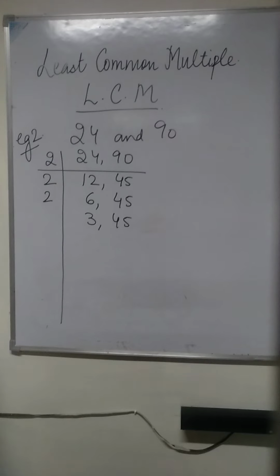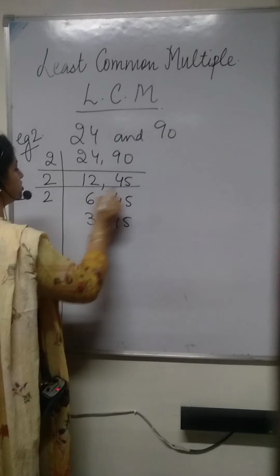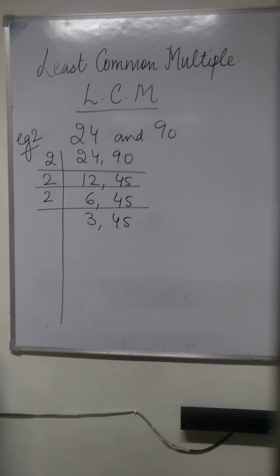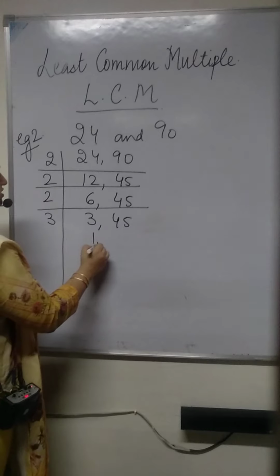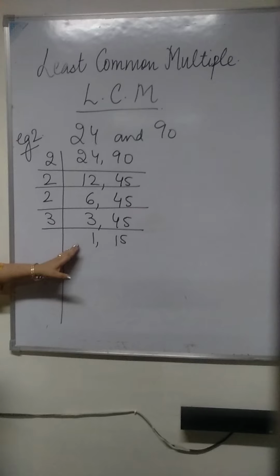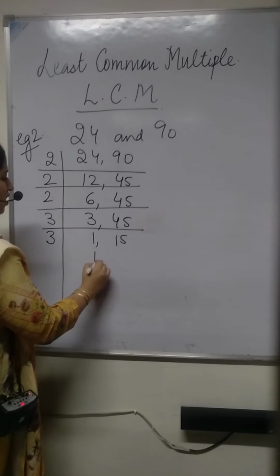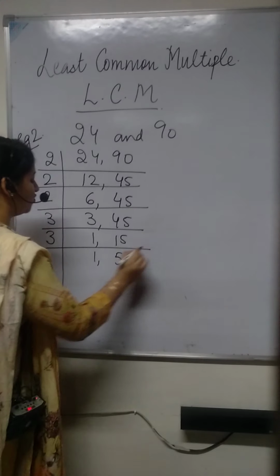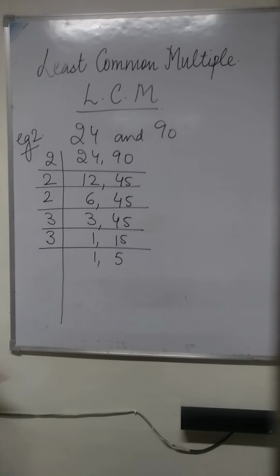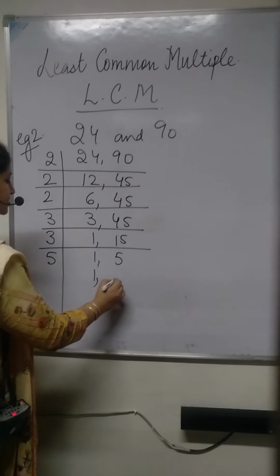Now see here, 3 and 45 do not come in the table of 2, so we are going to start with the next prime, that is 3. 3 1s are 3 and 3 15s are 45. Then we have reached the 24 as 1, but 15 is still left. So we will again proceed with the table of 3. 3 1s are 3, 3 5s are 15. Now you are left with 1 and 5. So we'll start with the next prime, that is 5. 5 1s as it is and 5 1s are 5.